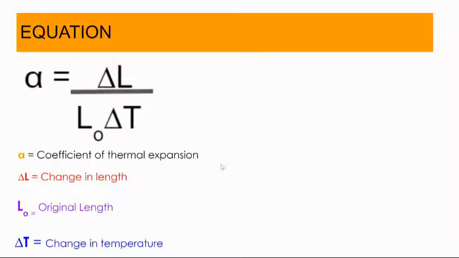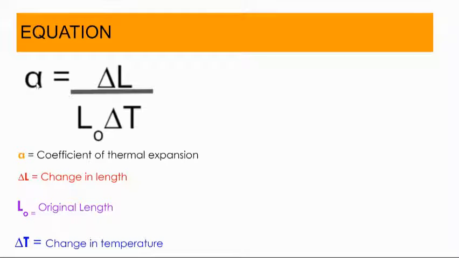So this is the equation that we're going to be using. This Greek theta symbol is the coefficient of thermal expansion. And to solve for it, we're going to take the delta L, delta means change in, the difference or change in length, divided by the original length times the change in temperature. So this is a nice simple algebraic equation.